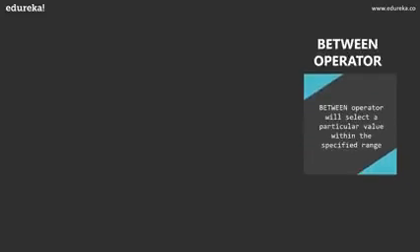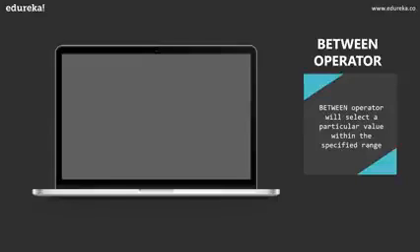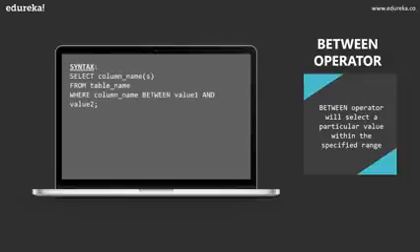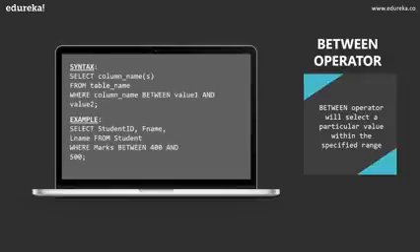The next operator is between. Between operator will select a particular value within the specified range. It is compulsory to add the beginning and the end value. Let us look at the syntax. Select column from table where column name between value 1 and value 2.